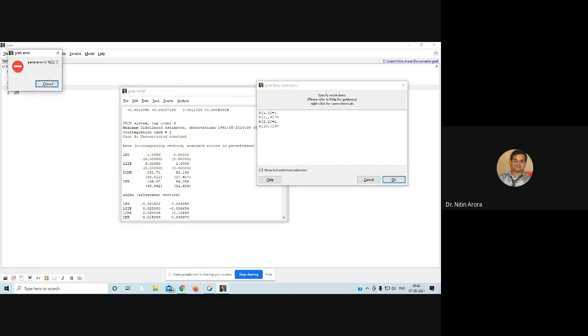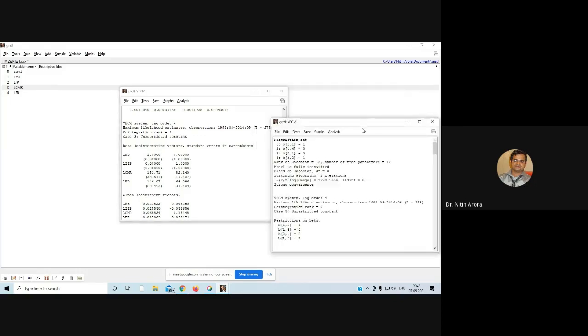β21 is equal to 0. It's showing an error. β11, β21 is equal to 0. Sir, I think you've put 2 commas in β14. Yes. β21 is equal to 0, β22 is equal to unity. Yeah. Click OK. I had put the 2 square brackets. Click OK.